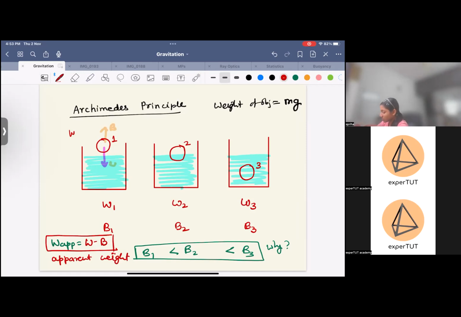Look, whose W is the most? W is equal for all, right? Yes, equal for all. Okay. Whose B is the most? Object 3's. Now think, it is W minus B. From W, what are you subtracting? B. W minus B will be a big quantity if you subtract more or if you subtract less? If you subtract less. Yes. Then it should be B1, so W1. Yes. The first object has the most apparent weight.